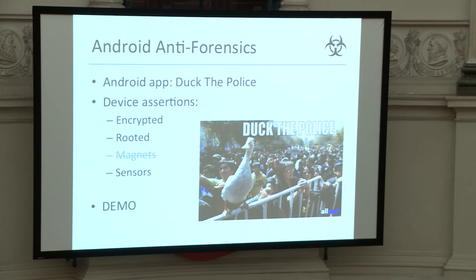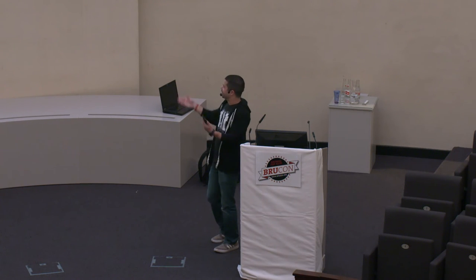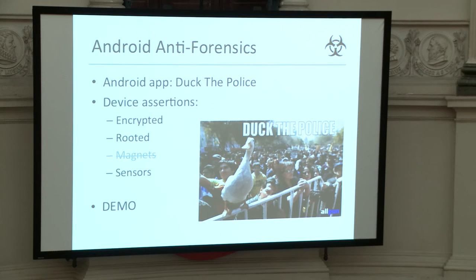So I made this app called Duck the Police, and all it really does is just turn off the device, but it uses the sensors that are available. And so asserting that my device is encrypted and rooted and I have access to sensors, I started with magnets in there because I don't know how they work and I don't ever do any Android development, so I also didn't know how Android works. So magnets, how do they work?